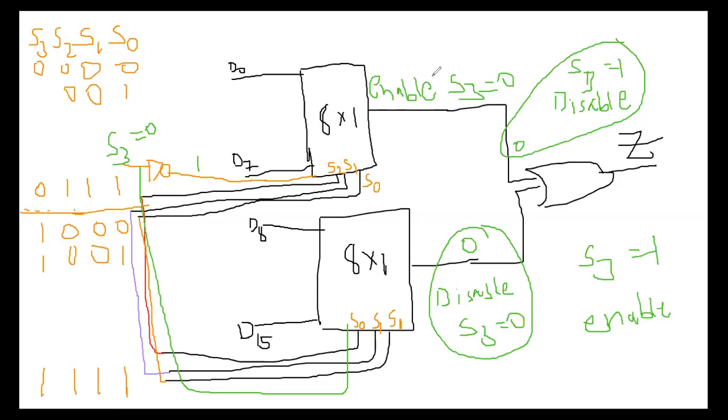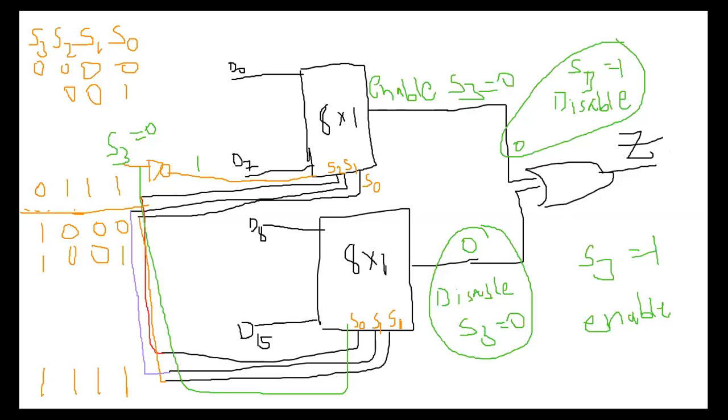When it is enabled, the values are not zeros; whatever the output will get here from D0 to D7 goes on. Whenever S3 is equal to 1, this is enabled and the first 8x1 multiplexer is disabled. At this disable condition, all the values are 0 here. Now it is enabled, so D8 will appear here, D9 will appear here, and so on, up to D15 will appear at the Z.